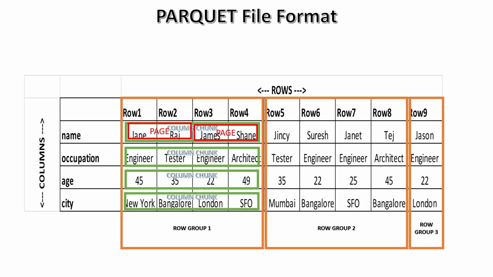Then New York, Bangalore, London, SFO will be stored. After that, row group 2 data will be stored. In the same way, the rest of the row groups will be stored.